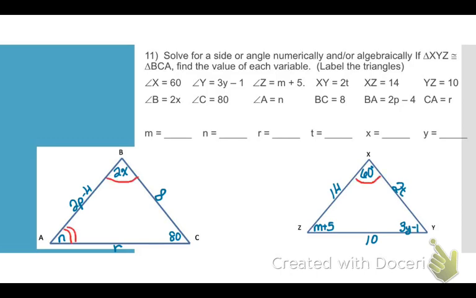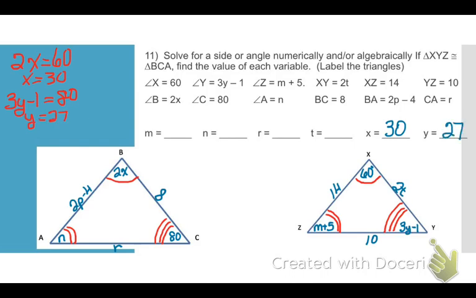Therefore, angle X and angle B are congruent, A and Z are congruent, and Y and C are congruent. So I can use that fact to find the values of the variables. If B and X equal each other, I know that 2X equals 60, and therefore X equals 30. If Y equals C, then 3y minus 1 equals 80, and therefore y equals 27.